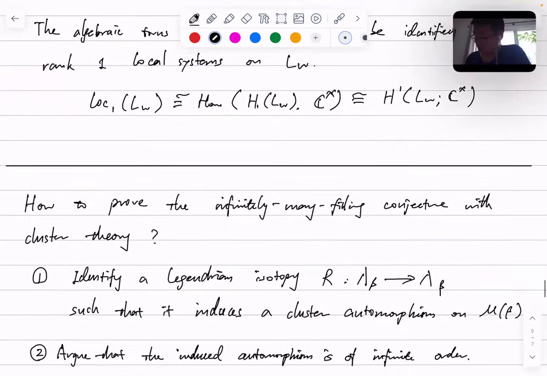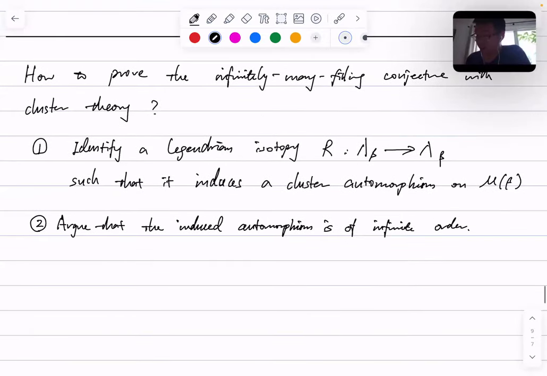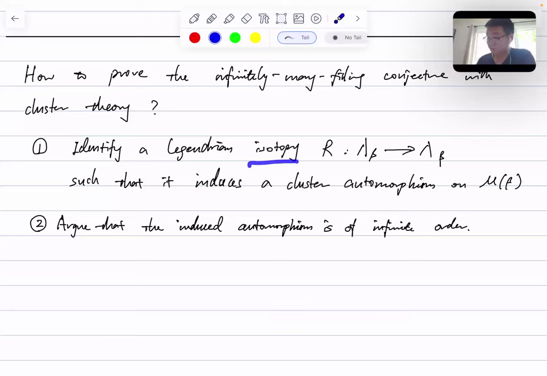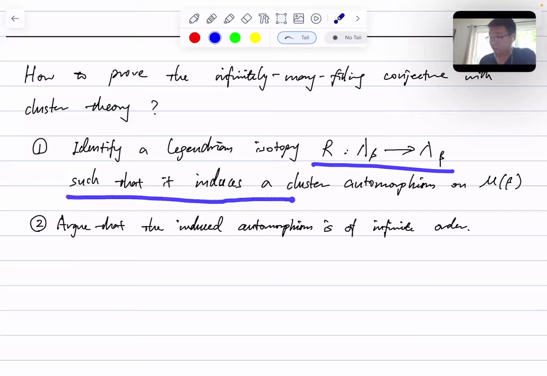All right, so now we can outline how to prove this infinitely many fillings conjecture with cluster theory. So there are two steps. One, we need to find a Legendrian isotopy, right? So this isotopy can be constructed using the Reidemeister moves. And you want to prove that this isotopy induces a cluster automorphism on the flat moduli space.